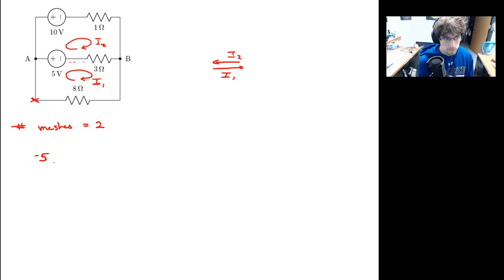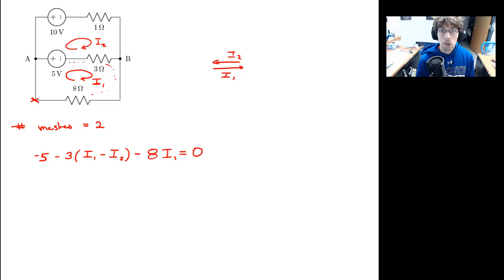So I'll keep walking. I'm moving in the direction of I1, and so I hit a 3-ohm resistor. So thinking of Ohm's law, I should take the resistance times the current. Now, convention is that since I am walking in the direction of I1, I have a drop according to I1, and then I have I2, the difference of the two mesh currents. Now I keep going around the circuit, and again, I have another drop of 8 ohms times I1. And then I am back to where I started.